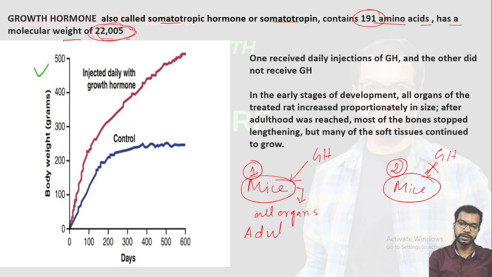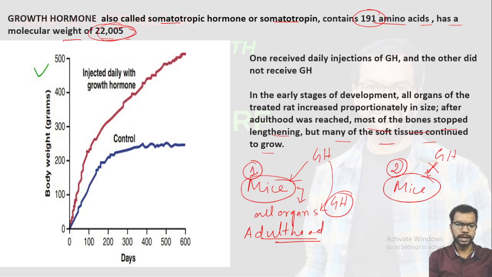when this mouse reached adulthood, it still received growth hormone continuously. And when the mouse reached adulthood, what was the observation? Most of the bones stopped lengthening, but many of the soft tissues continued to grow. That means before adulthood, everything was growing proportionately, although growth hormone was injected. But when the mouse enters adulthood and is still continuously receiving growth hormone, the length of the bone stops growing, but the soft tissue continues to grow.